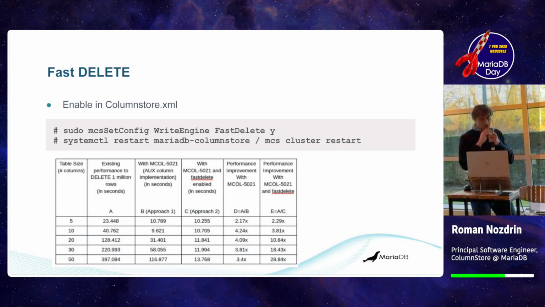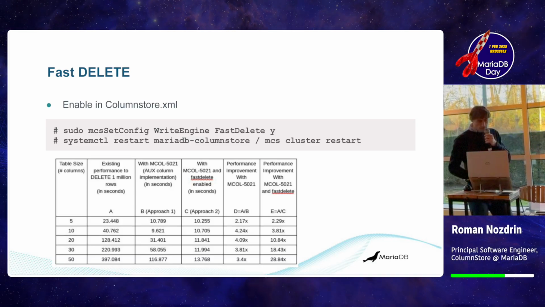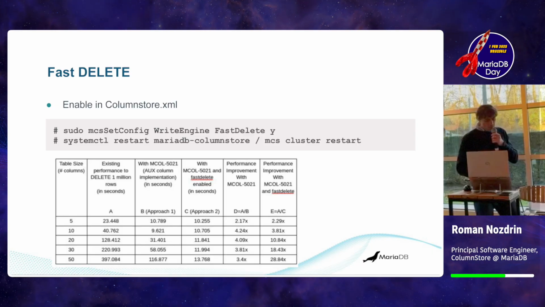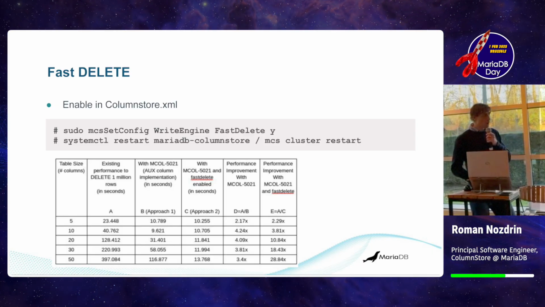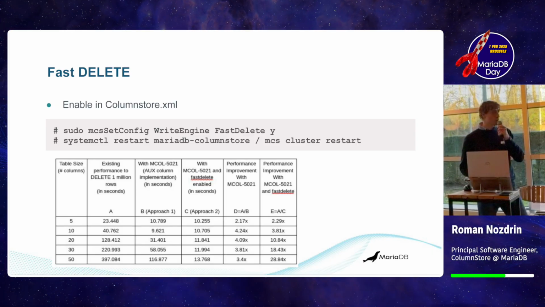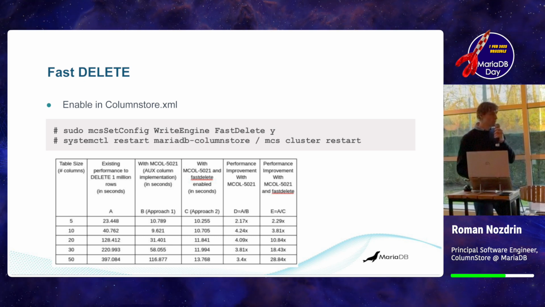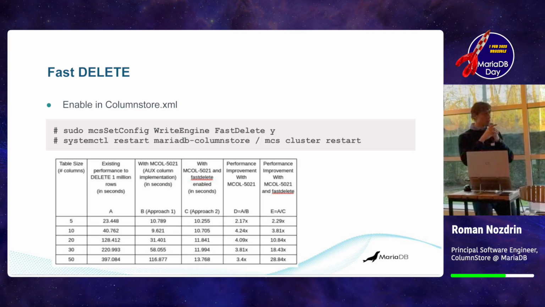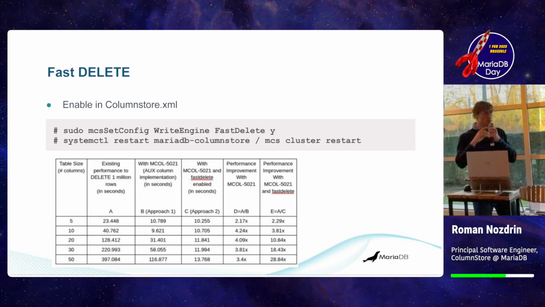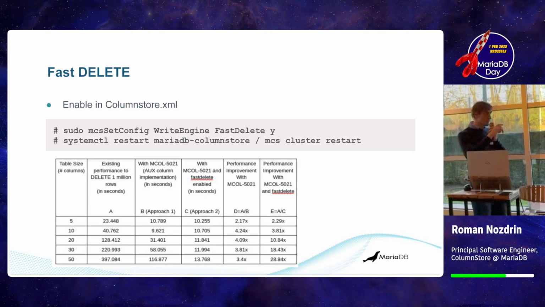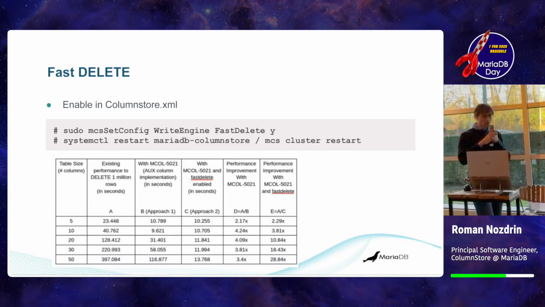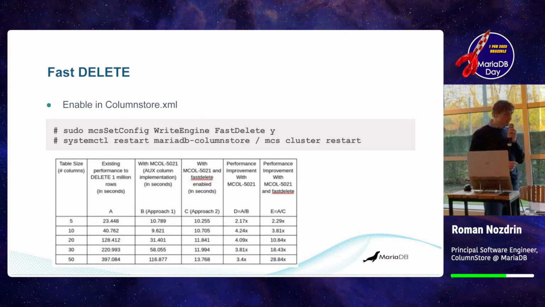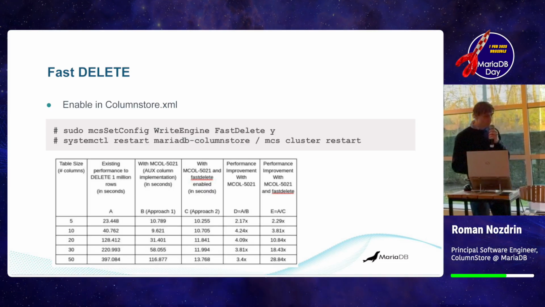So the next feature, fast delete. Back in the time when this feature was not available, Columnstore, during the read, went through all the columns and marked the value in the column, in the specific file, for a specific row as deleted.